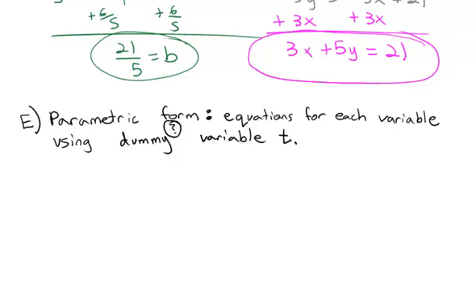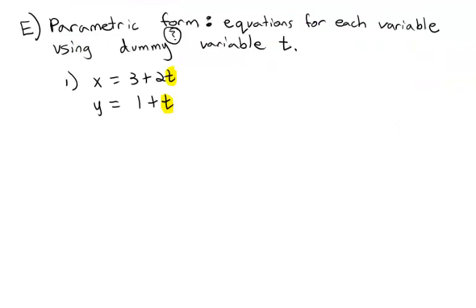So for example, what this would look like is you would see an equation written x equals 3 plus 2t and y equals 1 plus t. So we've got a formula for x and a formula for y. We're going to try and graph this equation. And we don't really have that slope-intercept feel from this. So what we're going to do is pick different values for t. And then, based on those values for t, we're going to calculate an x and calculate a y.